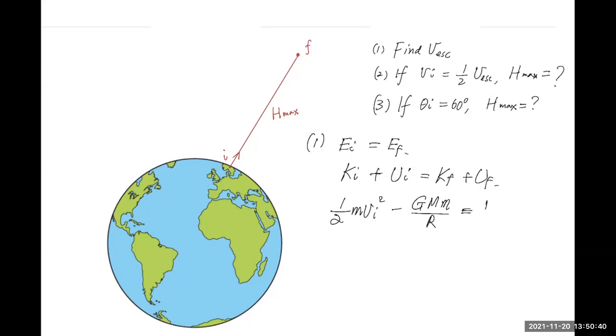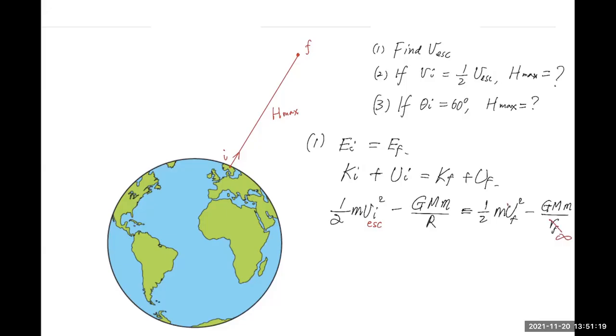the final kinetic energy is 1/2 m v final squared, and then minus G times the mass of the Earth times the mass of the object over R final, okay? Now, in our case, we're looking for the minimum speed it takes for the object to go all the way to infinity. So we know that V initial is V escape, right? That's what we're looking for, V escape. And we also know that R final equals infinity, because it can go all the way to infinity.